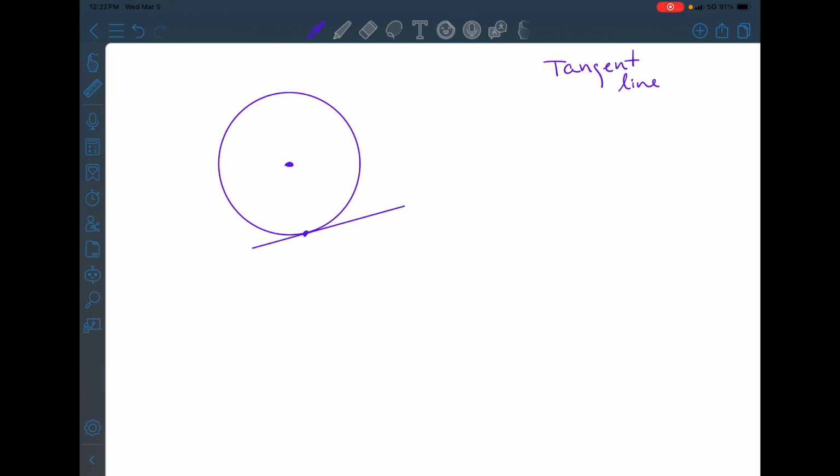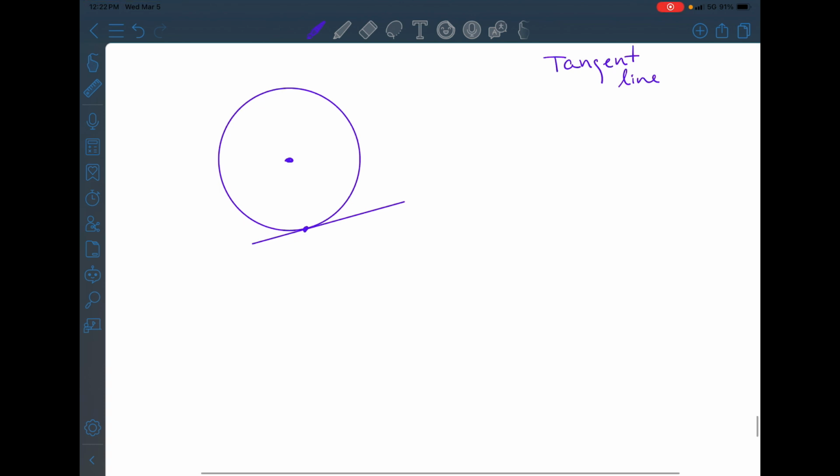The second thing we should know about the tangent line is if there is a radius that intersects that tangent line at that same point of tangency, that point on the circle, then it makes a 90-degree angle. And it's not just a radius, it could also be a diameter. But they have to point at that point where the tangent line touches the circle. So it's a 90-degree angle.